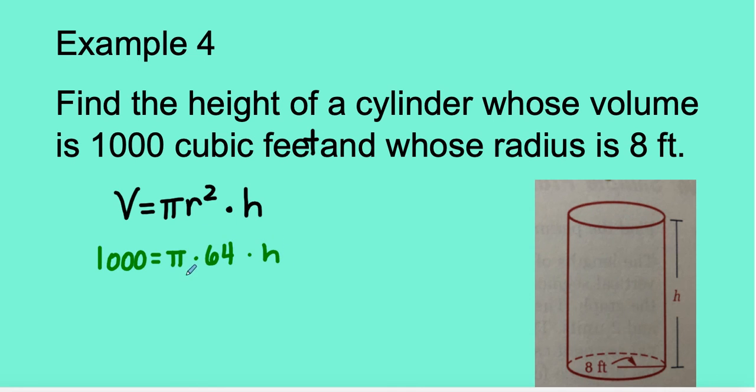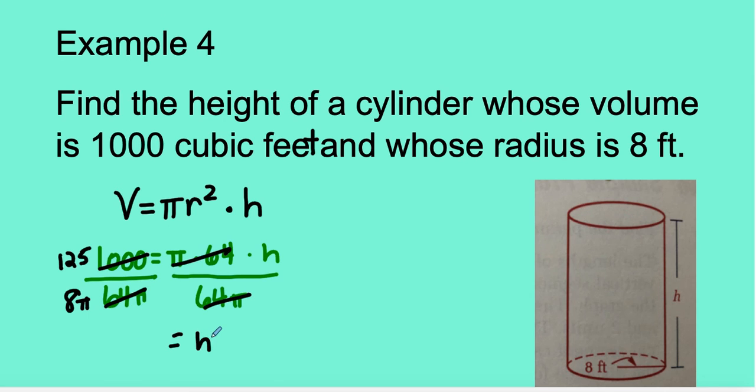Now I'm going to divide both sides by 64 pi to solve for h, and I'm going to simplify that. It looks like that's going to give me about 125 over 8 pi. If I do 125 divided by 8 pi, test that on your calculator, that's going to give you about 4.97, so almost 5, approximately 5 feet.